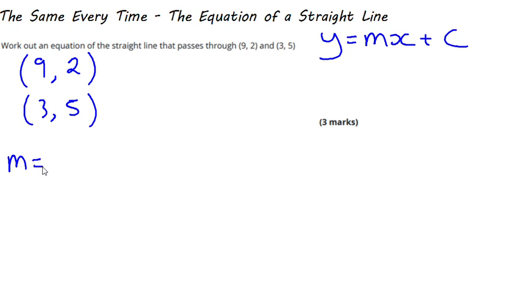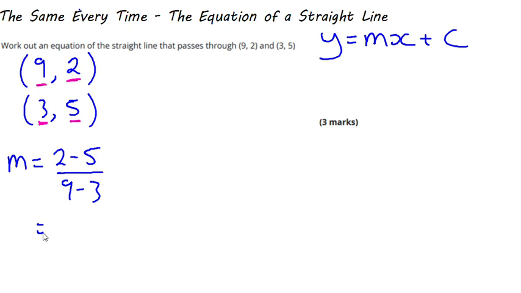Called m, isn't it? The gradient. So the gradient, you'll remember, is the change in y divided by the change in x. But look at the way I've done this. If I've written my coordinates one above the other, all I have to do is this minus this. So starting with the top numbers, 2 minus 5, divide by this minus this. So divide by 9 minus 3.